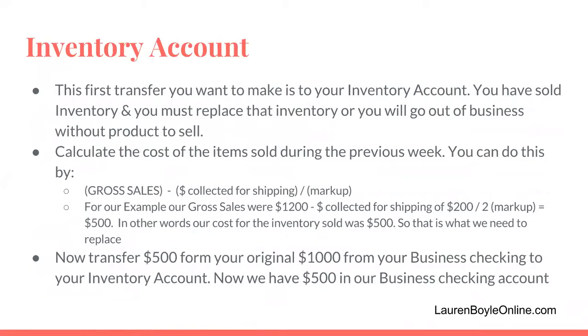You can do this simply with the following equation: your gross sales minus the money collected for shipping divided by the markup. Although our markup has begun to change a little bit, to keep it really nice and simple, it's nice to just do the half. We have a 2 times markup, so we make our product times 2, so just divide that number by 2.